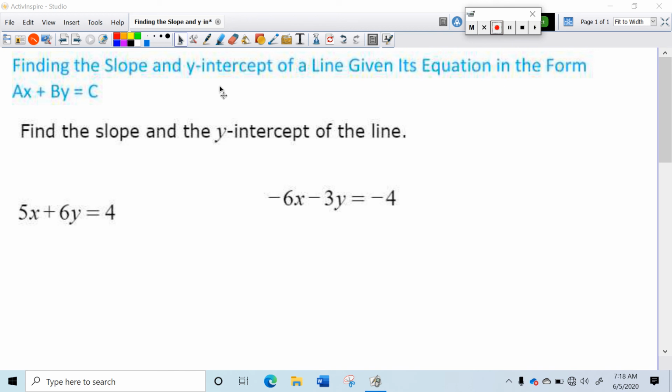Finding the slope and y-intercept of a line given its equation in the form ax plus by equals c. This is also called standard form.